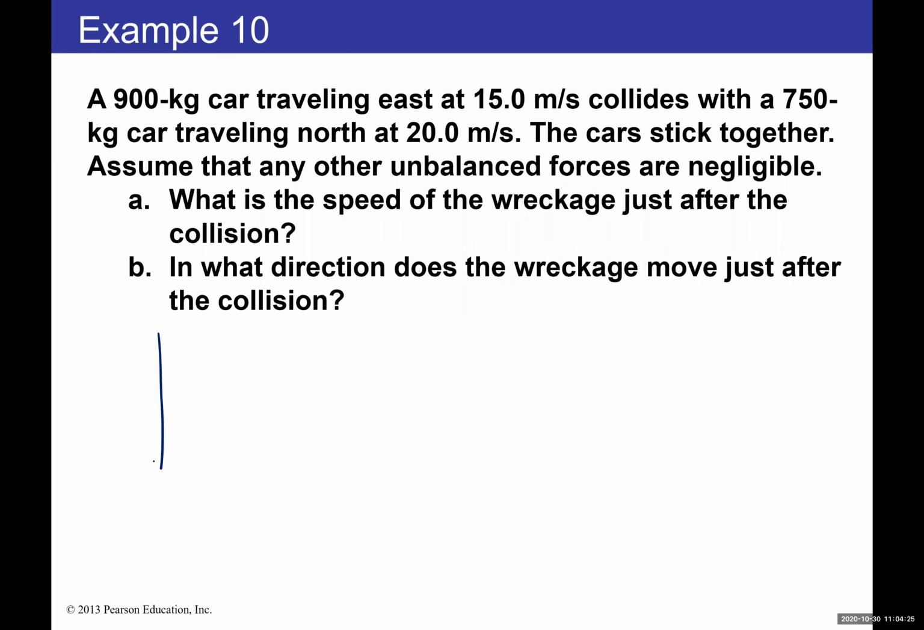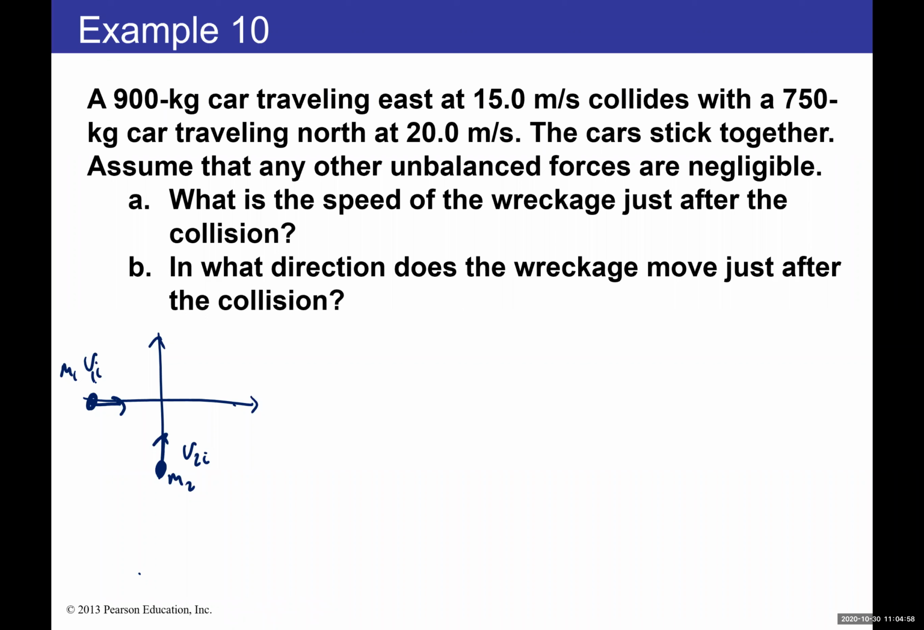So let's say you draw a coordinate system and say, all right, here's my car, this is my M1, V1, and it collides with a 750 kilogram car traveling north at 20 meters per second. And here's the second one, M2. So we say that one is going north, the other one going east. So this is V2 initial, this is V1 initial.